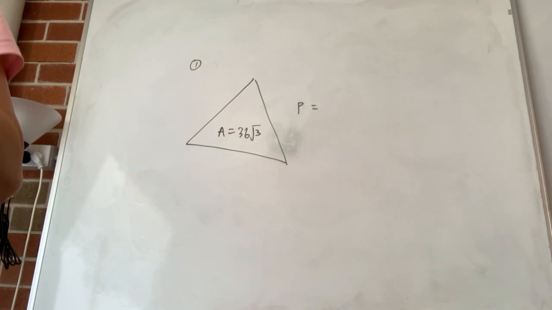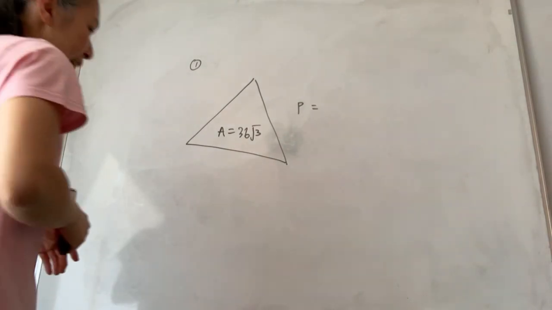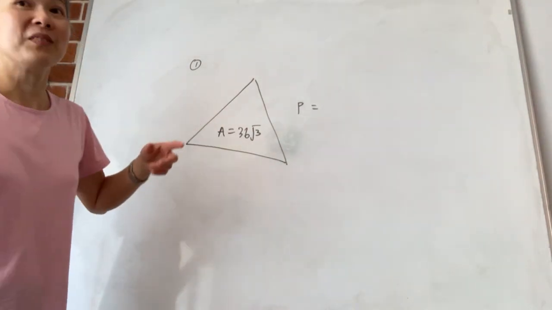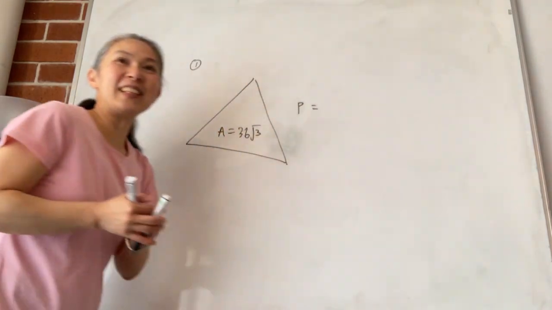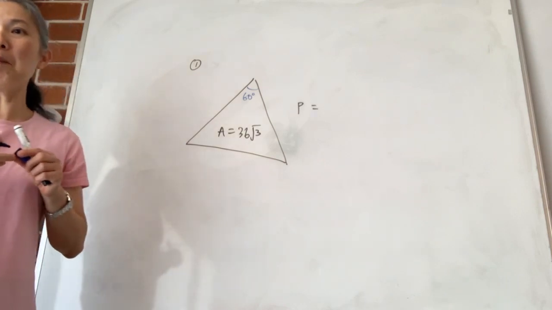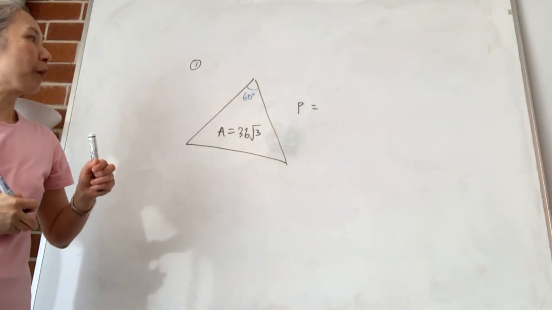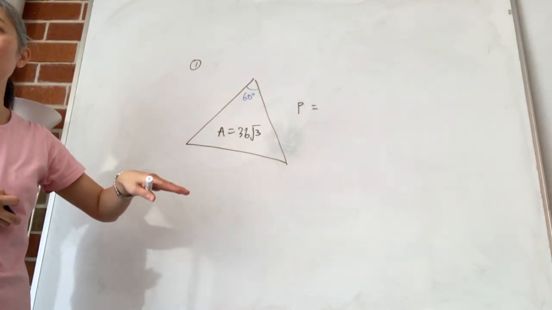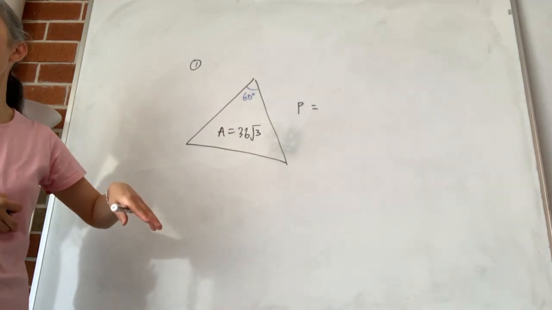So what do you know about this triangle here? All sides are equal. What is the angle? 60. Good. So you know this is 60. Put in the information you know. You are looking for the perimeter, that means the side of each of them, and you know all of them have to be the same.